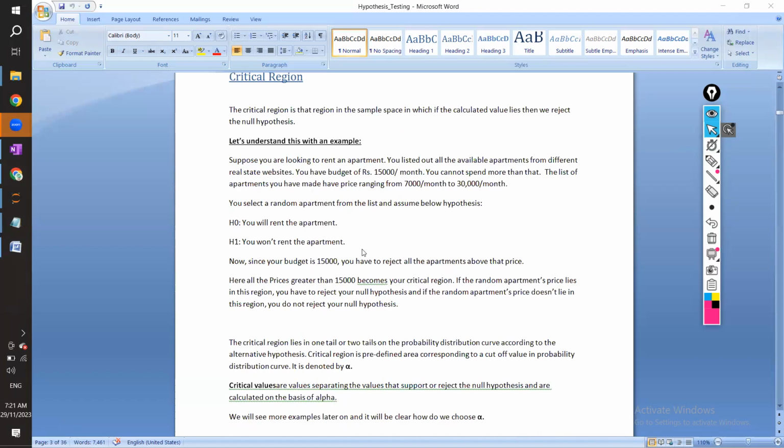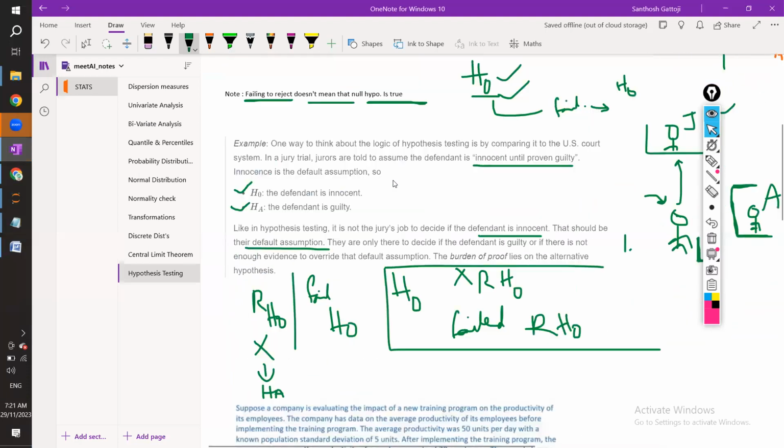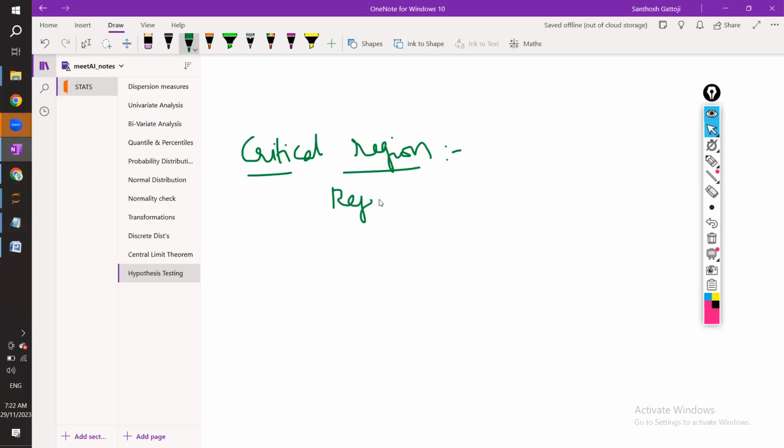Right. So before that, you will have something called critical region, guys. Critical region is that region where you can reject the null hypothesis. So that means what? See, I'll give a simple idea. Critical region is where you can reject the null hypothesis.